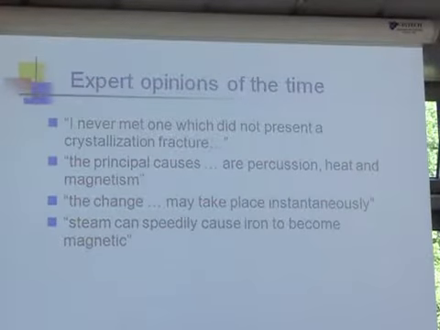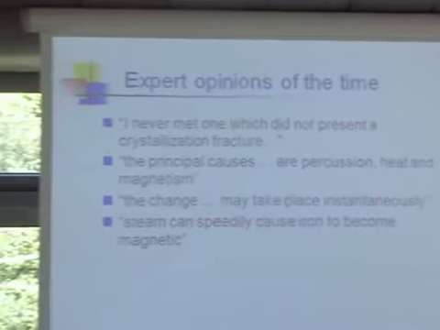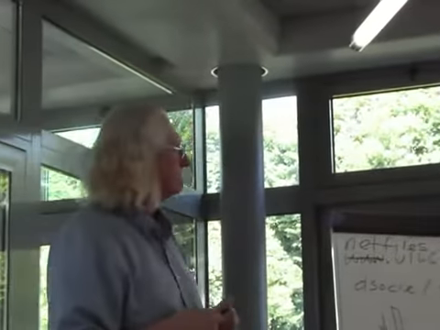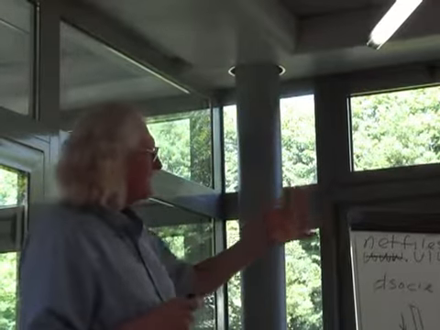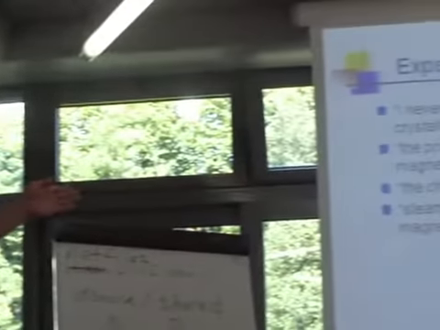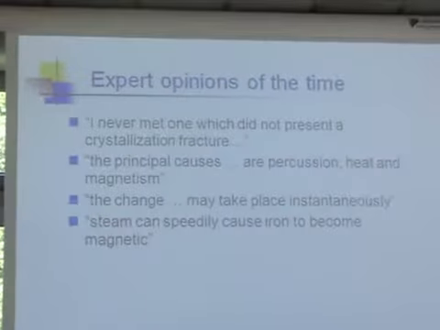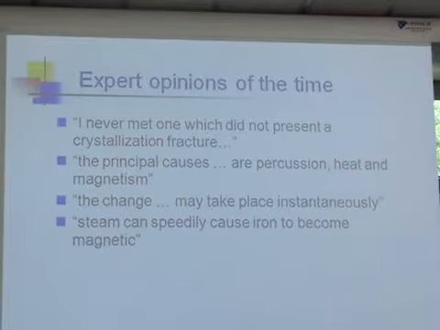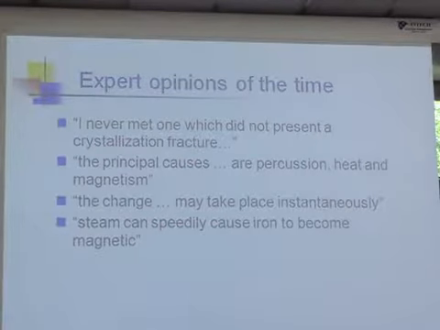The train was rolling down the tracks, and all of a sudden the wheel fell off. So that was an instantaneous change. Okay? And then they thought steam must have had something to do with it, because that speedily caused the iron to become magnetic. So these were the early opinions, right? Absolutely wrong. Of course. Absolutely wrong.